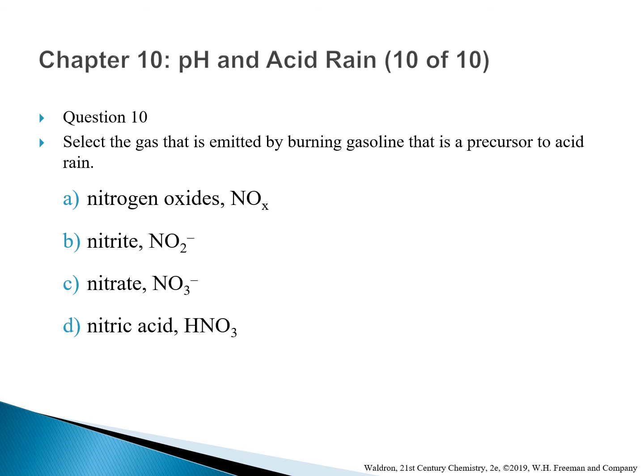Question 10. Select the gas that is emitted by burning gasoline that is a precursor to acid rain. A. Nitrogen oxides. B. Nitrite. C. Nitrate. D. Nitric acid. Please pause your video here. The correct answer is A.